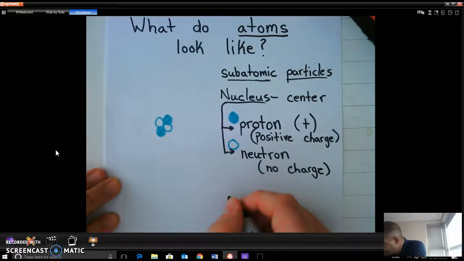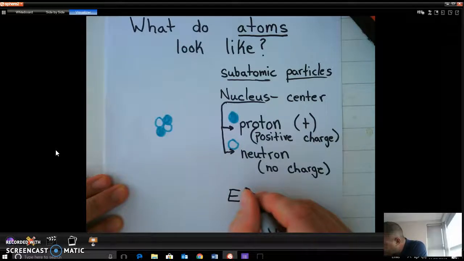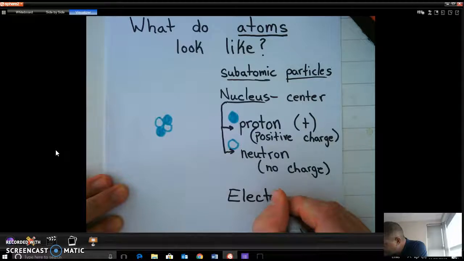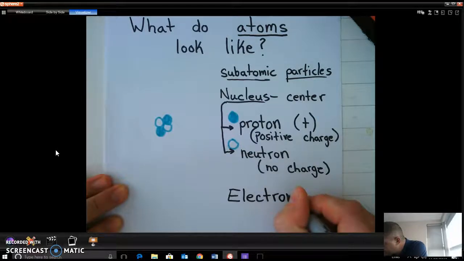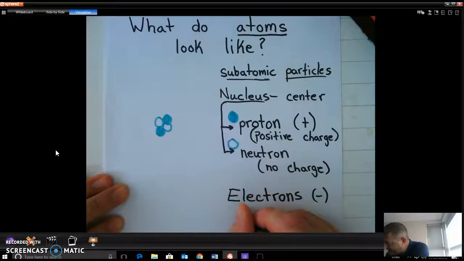Under that, I'd like you to write the word electron, because that's the other part of the atom. Now, electrons are the moving parts of the atom. Electrons are kind of weird. We're going to talk about why in a second. Electrons carry a negative charge. So I'm going to draw a little negative symbol in parentheses, and under it, I'm going to write negative.